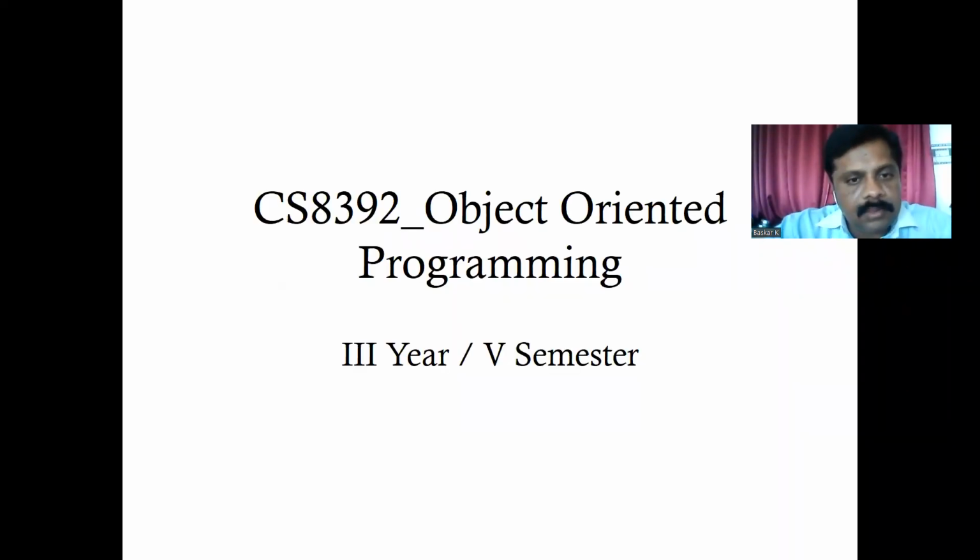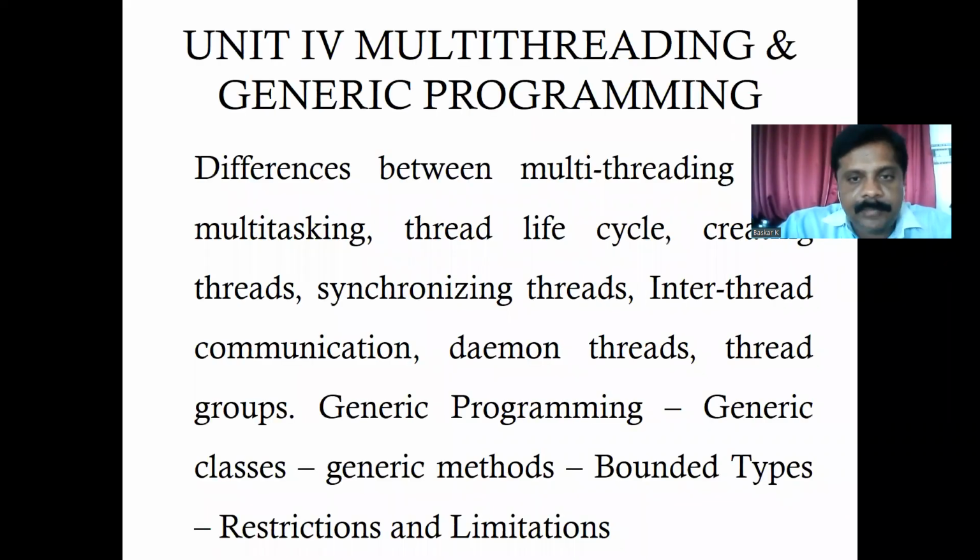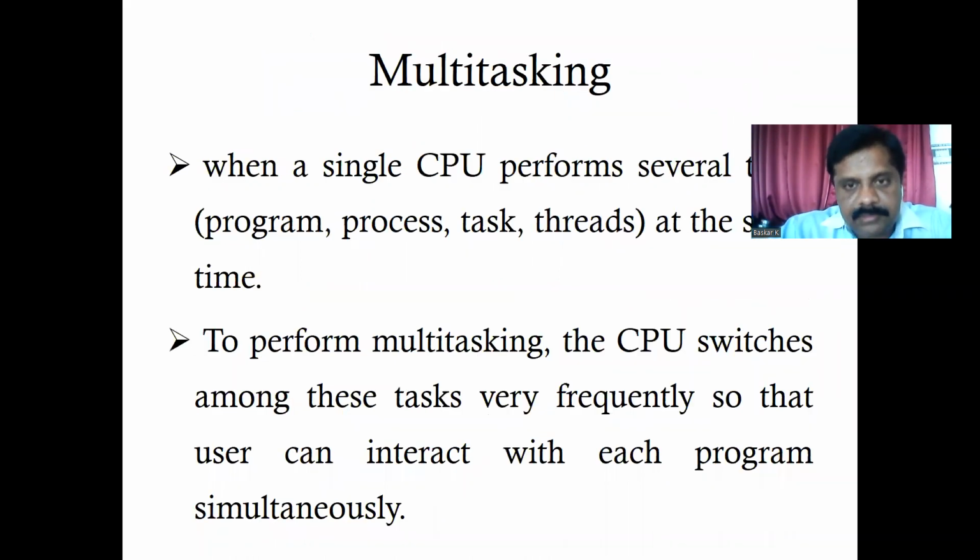Good afternoon. So next we are going to see the fourth unit of object-oriented programming. The title of the fourth unit is multi-threading and generic programming. The content of the fourth unit is the difference between multi-threading and multitasking, thread life cycle, creating threads, synchronization of threads, and inter-thread communication, daemon threads, thread groups, generic programming, generic classes, generic methods, bounded types, and restrictions and limitations.